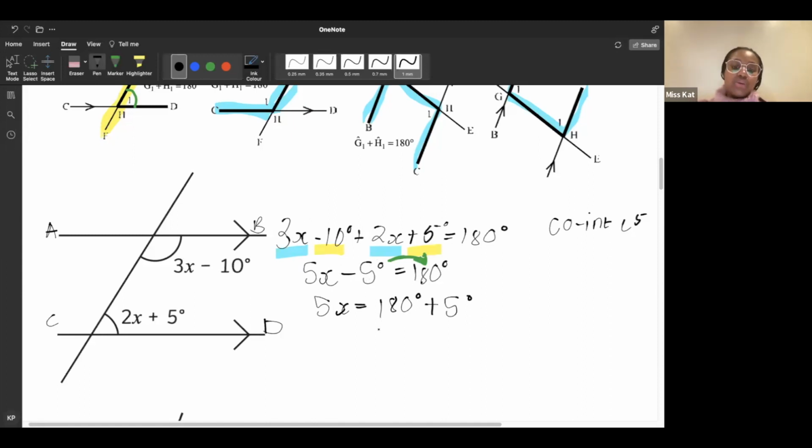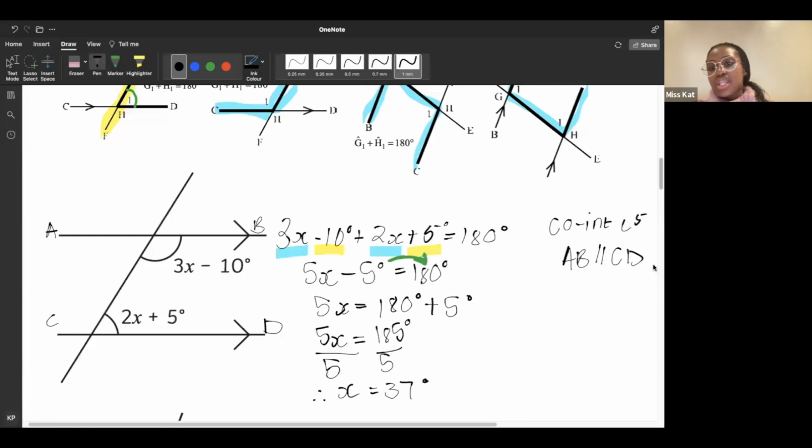Positive. There we go. And then, ma'am, 5x equals 185. And then my x is 37, ma'am. Okay, we divide by 5 on both sides. Therefore, x equals 37 degrees, and our parallel lines were supposed to be AB is parallel to CD. Thank you very much. Okay, it's quite literally that, guys. Those angles add up to 180.